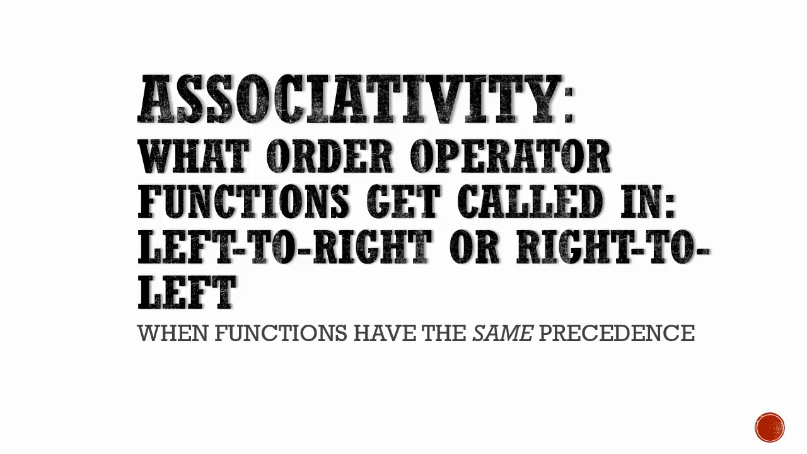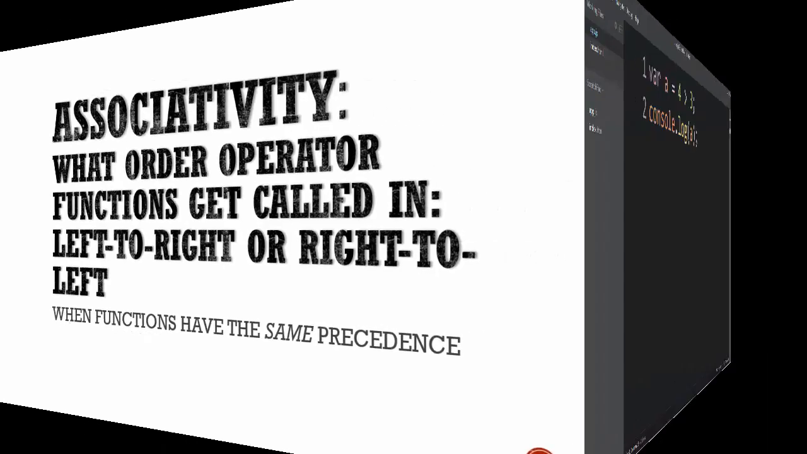So if I have a bunch of operators on a line of code, the precedence tells me which ones get called first. But if some of them all have the same precedence, then what do I do? Well, depending on the associativity of that operator, we're either going to call the functions left to right, or we'll call the functions right to left. All right, let's look at some examples.